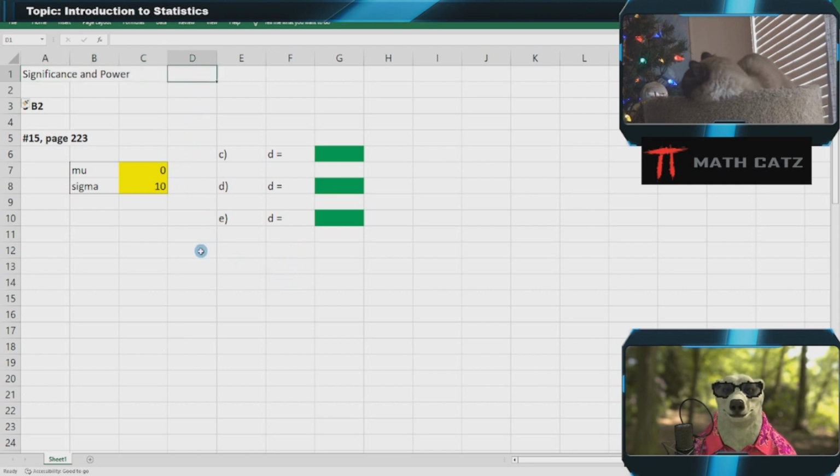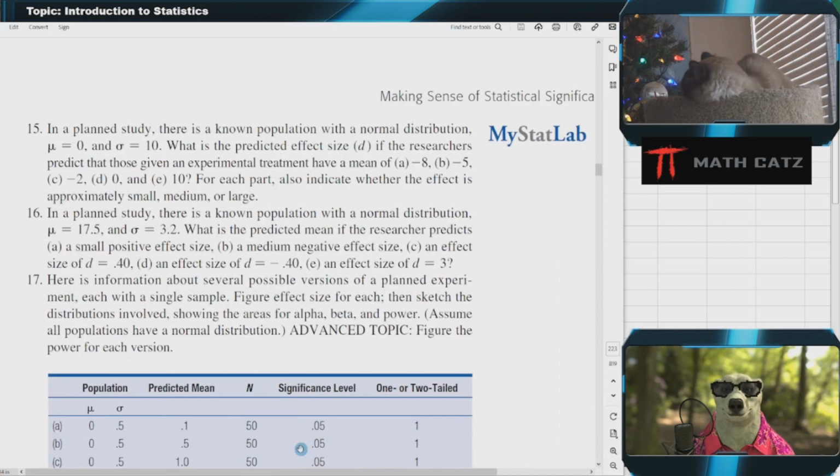So just make sure that you have a good idea before coming into this of the normal distribution and the basic ideas of hypothesis testing and converting a raw score to a z-score, things like that. So let's have a look at number 15, where we'll do a couple of these: C, D, and E.